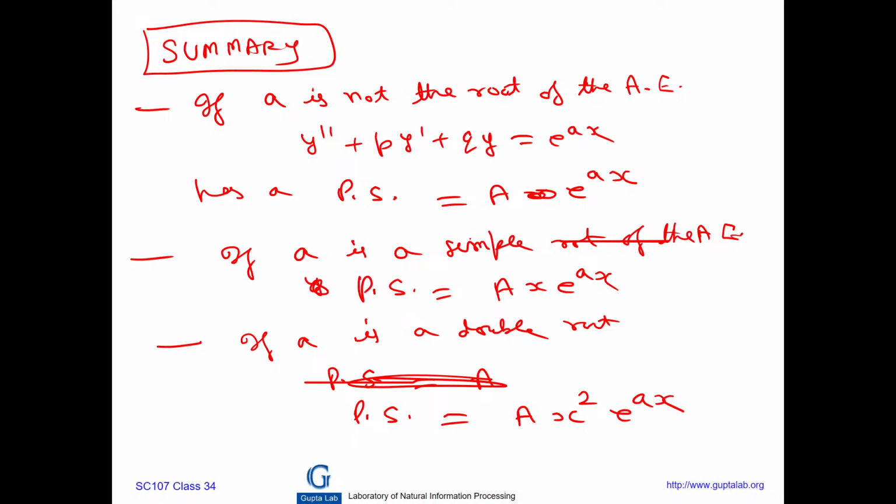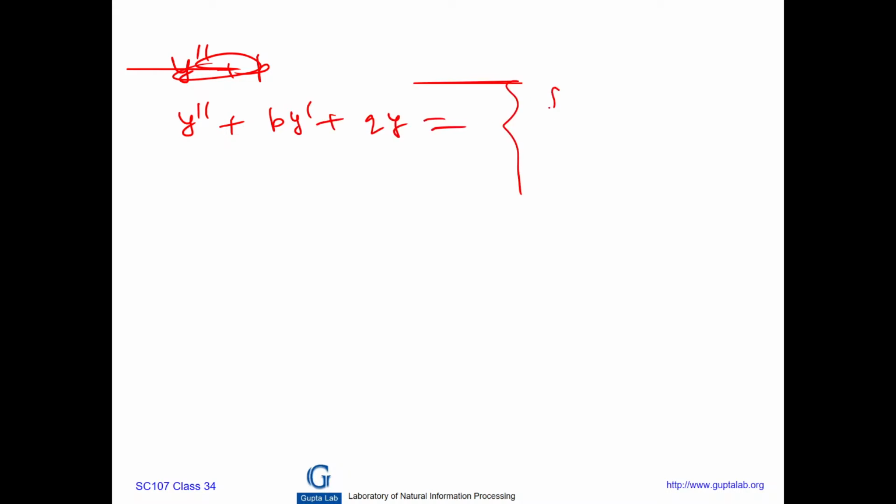Okay, now the second thing, suppose sine और cosine है, y double prime plus p times y prime plus qy is equal to sin bx or cos bx or combination of both.